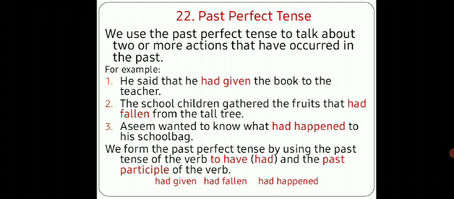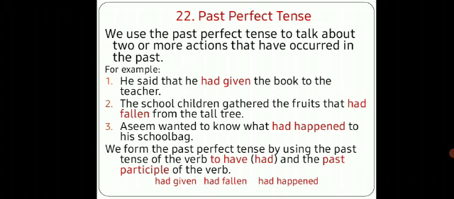And the past participle of the verb. For example, give, gave, given. Give is present, gave is past, and given is the participle form, verb 3. Present is verb 1. Gave, that is past, verb 2, and given is the participle, verb 3.